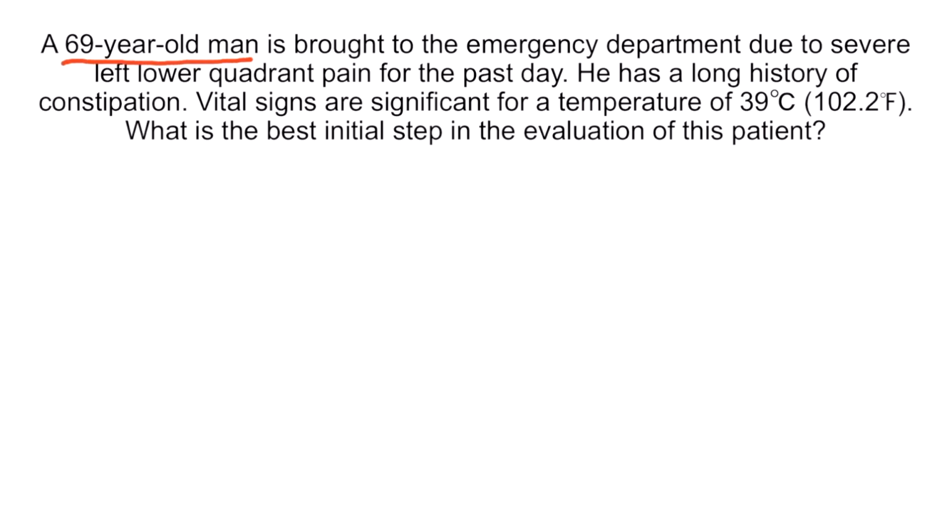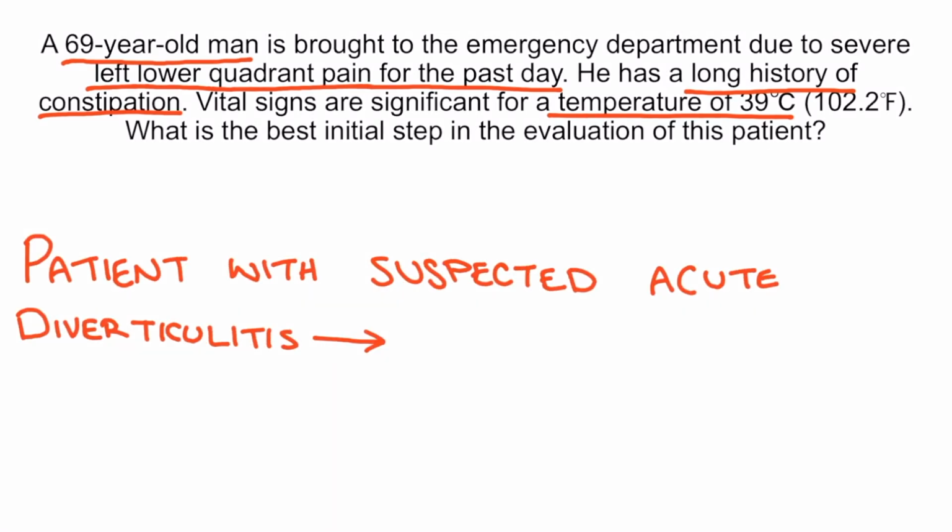Well, this elderly man presents with fever, so 39 degrees Celsius is a fever, and he has left lower quadrant pain for 1 day, and a long history of constipation. So all of those clues point to the diagnosis of acute diverticulitis. And the best initial step in the evaluation of a patient with diverticulitis, or in whom you suspect diverticulitis, is an abdominal CT scan. And just as a secondary part of that question, what will you see on that CT scan? You would see thickening of the colonic wall and pericolic fat stranding.